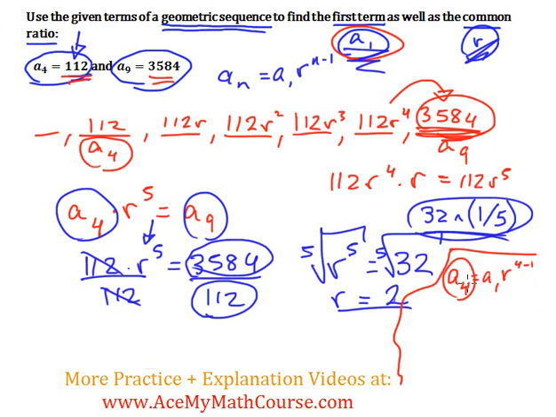We already know what this is. It's 112. We don't know what a1 is, but we do know what r is, which is 2. So a1 times 2 to the power of 3, because 4 minus 1 is 3. So 112 is equal to a1 times 8, because 2 cubed is 8. Then we can divide both sides by 8, and there we have a1. Fantastic. 112 divided by 8 is just 14.